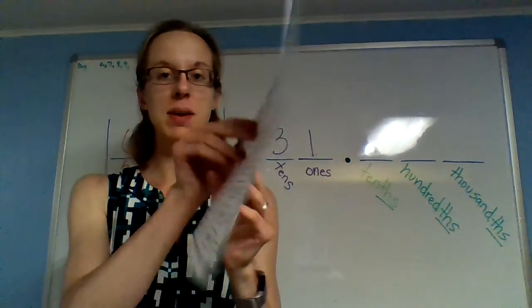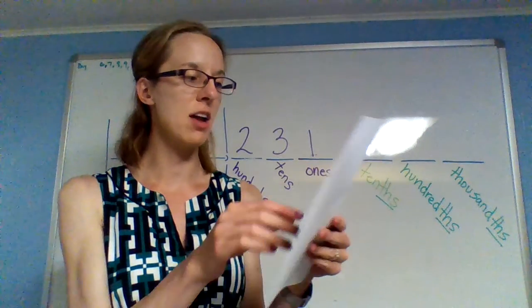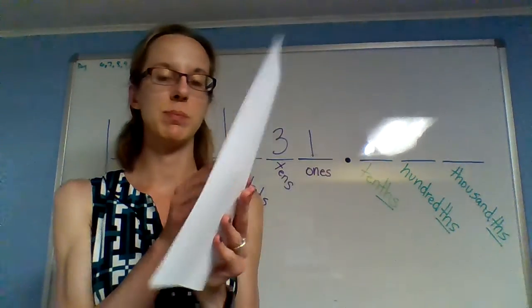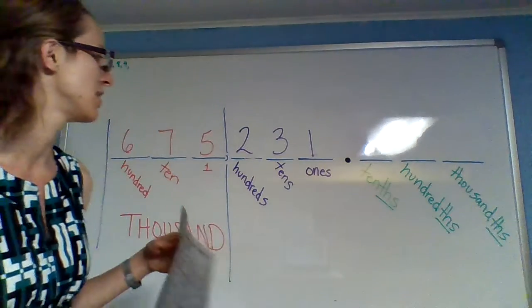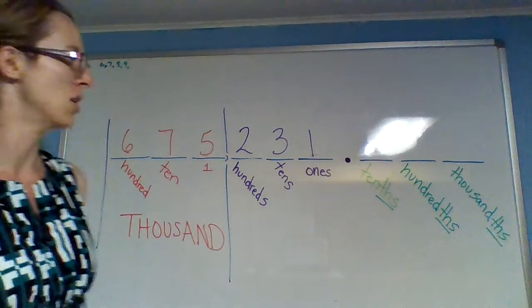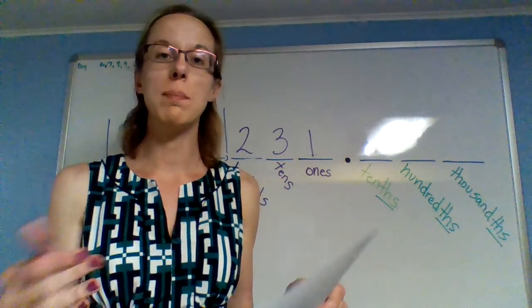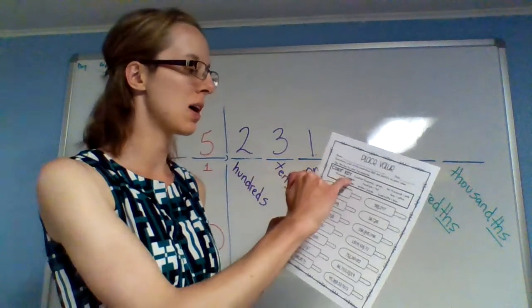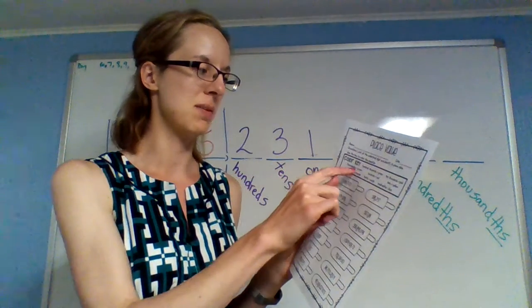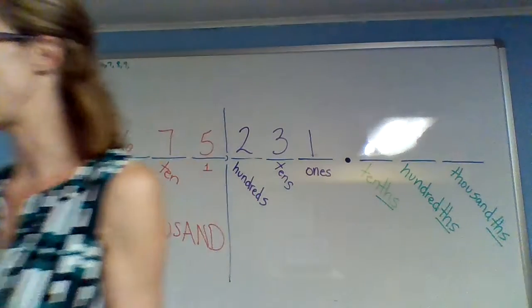In your packet, you have a place value popsicle sheet that looks like this. It will tell you a color key, and it tells you to look at the underlined digit and identify its place value. So you will look in each popsicle and figure out whether the underlined number is a 1, a tens, a hundreds, a thousands, a 10,000s, a 100,000s, or if it's in the decimal, a tenths, a hundredths, or a thousandths. And depending on what place value is underlined, you will color the popsicles to match it. So if it's in the thousands on this one, you color it brown. That's your worksheet practice for today.